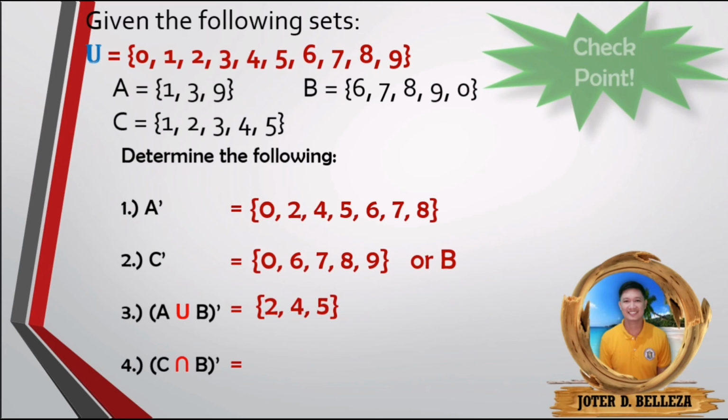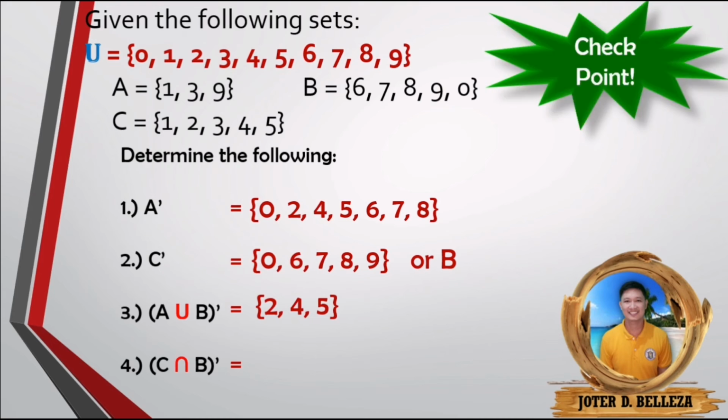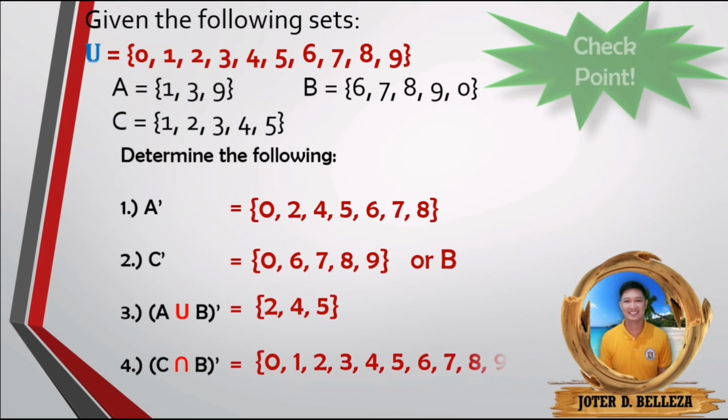And for number 4, the complement of the intersection of C and B. Okay, it has the elements 0, 1, 2, 3, 4, 5, 6, 7, 8, 9, correct. That is the universal set U. Well, I hope that everybody got a perfect score.